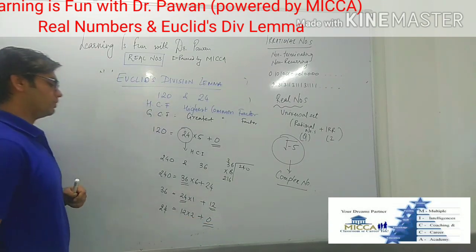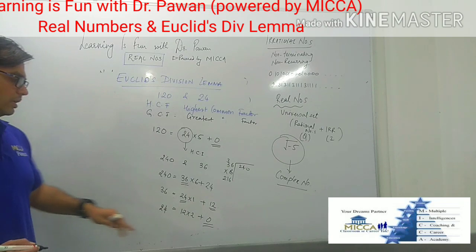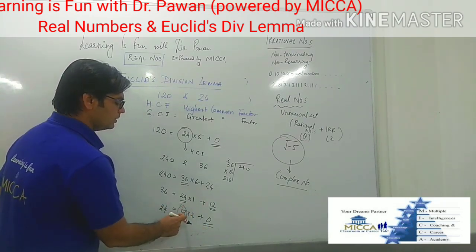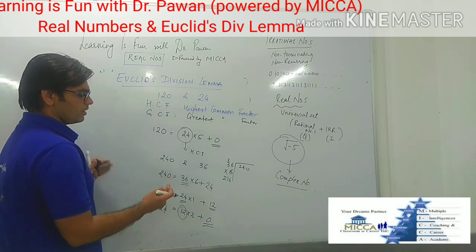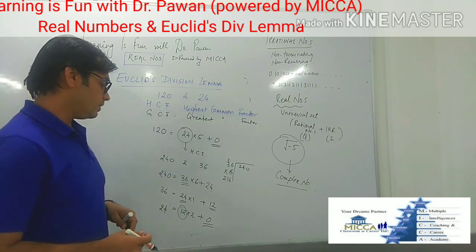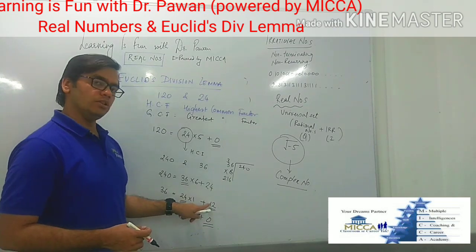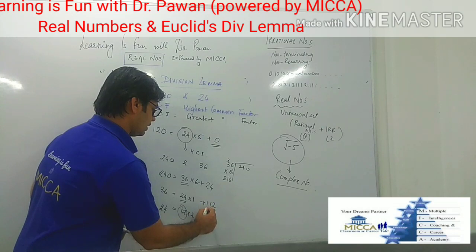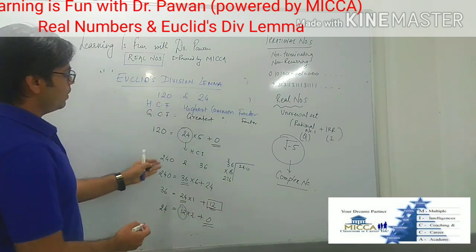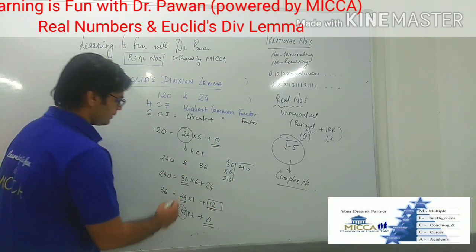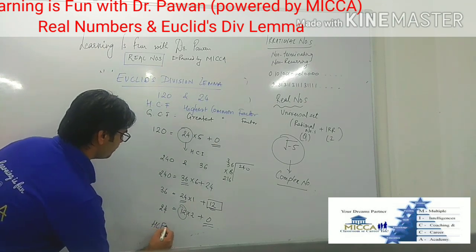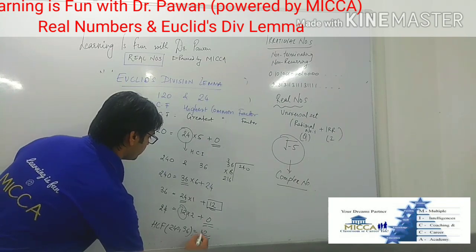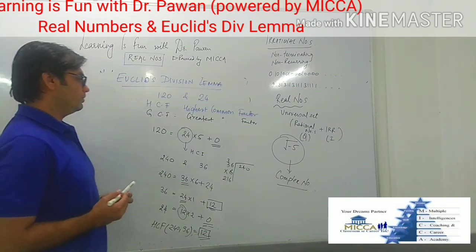We have reached 0. So as I had said, when we reach 0, the divisor is our answer, our HCF. One other way of looking at it is that the remainder before the 0 is also our answer. So our HCF of 240 and 36 using Euclid's division lemma is 12.